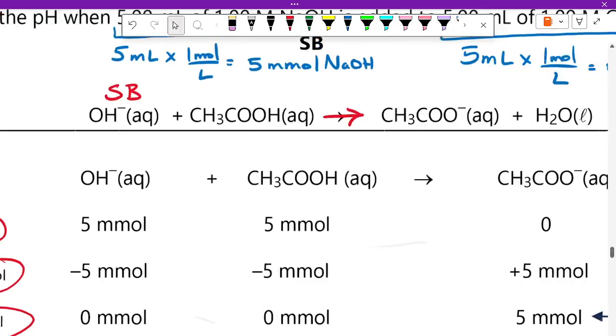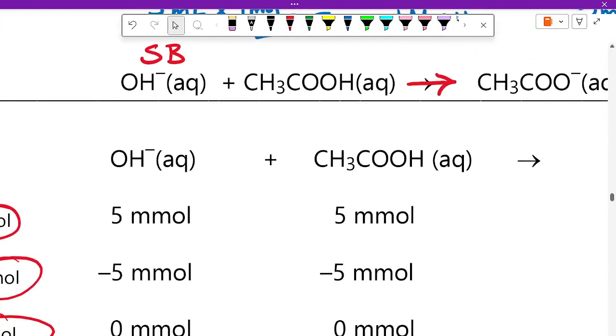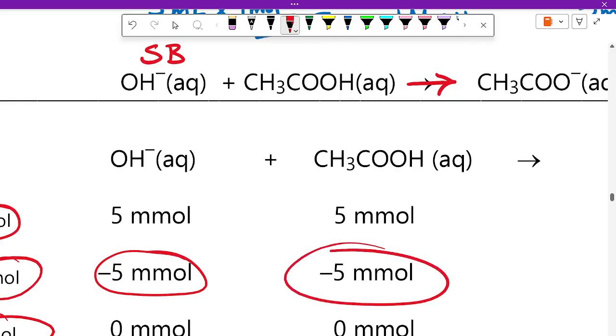Who is in excess, hydroxide or acetic acid? Neither of them. Yes, it has perfectly fulfilled the stoichiometry. The stoichiometry was 1:1, and you have 1:1. So when I talk about the stoichiometry being perfectly fulfilled, if you have a 1:1 ratio and your moles are 1:1, then you have perfectly fulfilled the stoichiometry. You're at the equivalence point. Okay? So how much gets used up? All of it, because it's the same amount in each case.